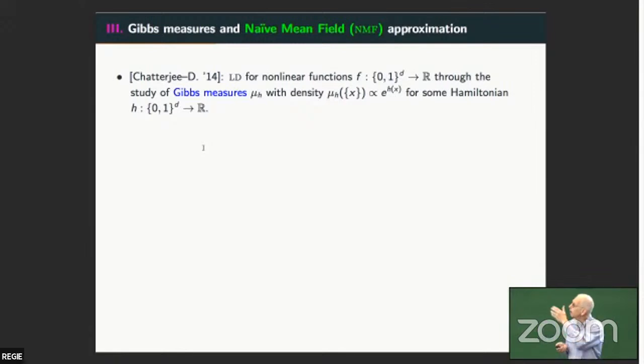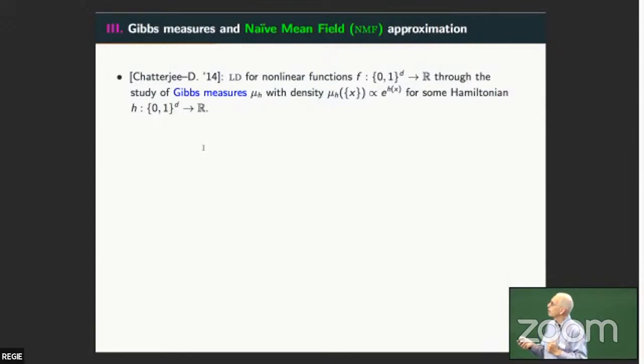So think of D as large. In our example, D will be n choose 2, but in general, it's a number that goes to infinity. So you have a function f, a complicated function of a binary vector, and you are interested in finding the tails of this function. And the way we do it, we are going to study instead Gibbs measures.